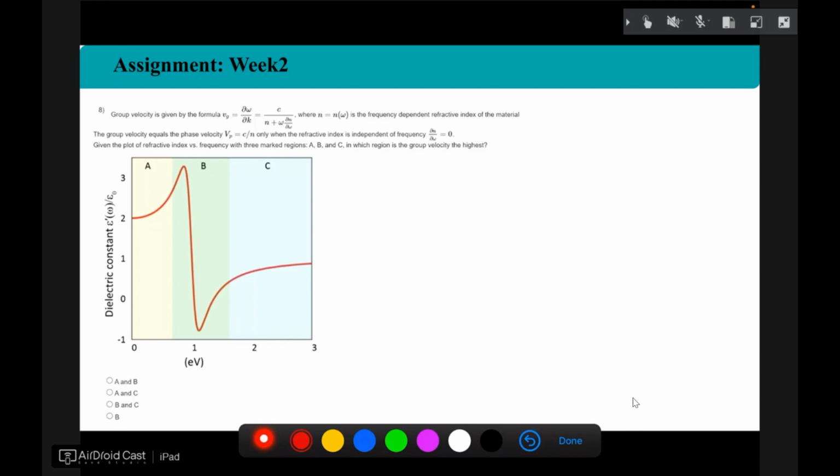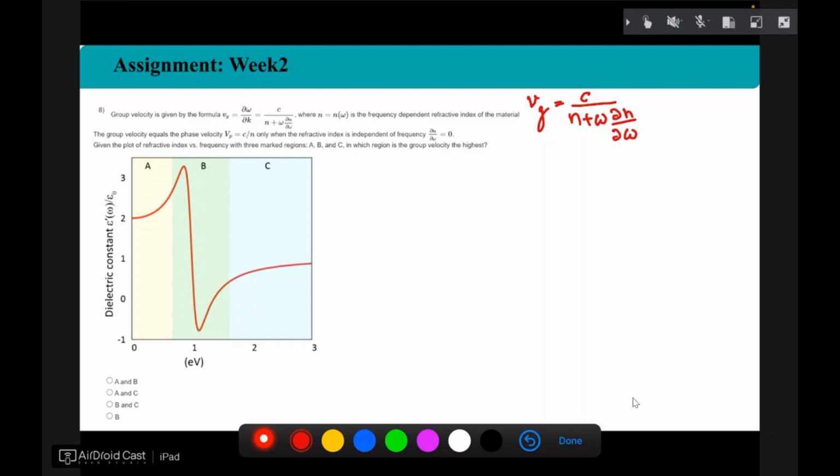Given the plot of the refractive index versus frequency with three marked regions A, B and C, in which region is the group velocity the highest? So we have to tell about the dielectric constant. After seeing the dielectric constant versus frequency plot, we have to say in which region the group velocity is higher. So Vg is given by c upon n plus omega delta n by delta omega.